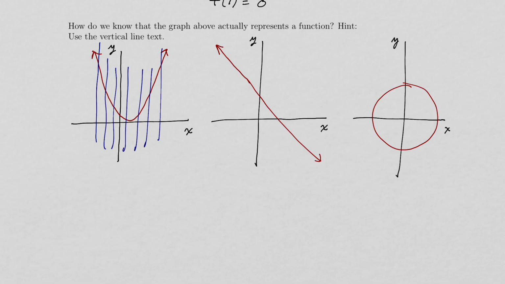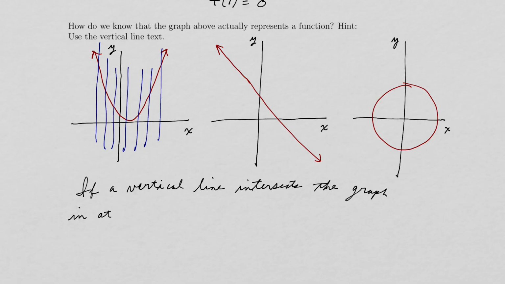If a vertical line intersects the graph in at most one place, the graph represents a function.